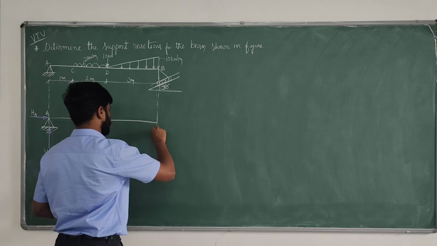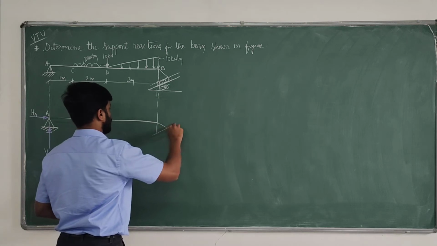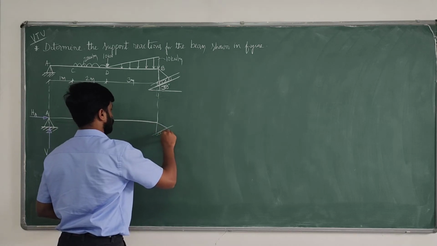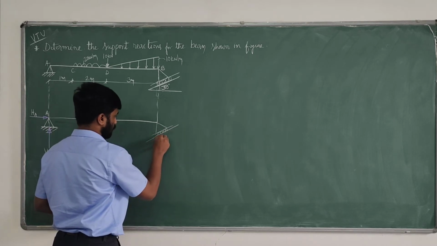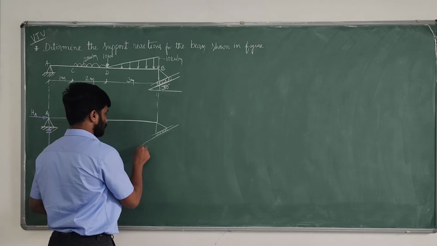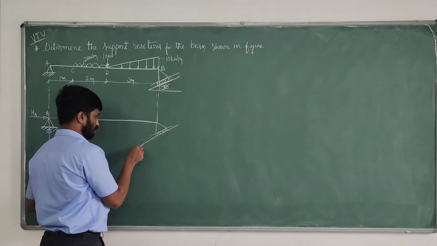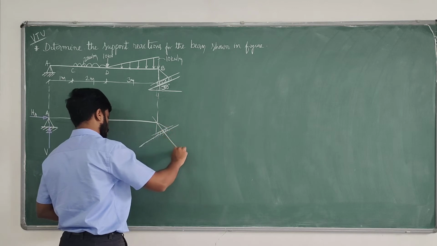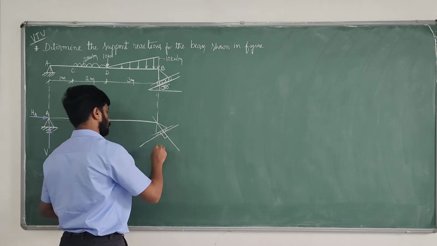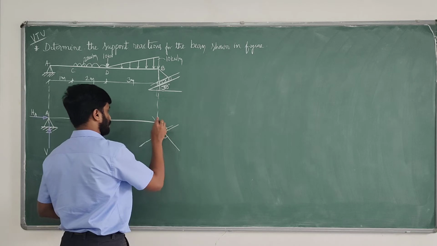In the roller, an inclined support is given. If an inclined support is given, as per the same equilibrium concept as before, reactions are developed perpendicular to the contact surfaces. So you take this as 90 degree. Drop a perpendicular.